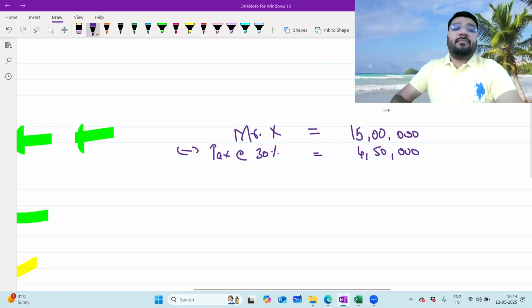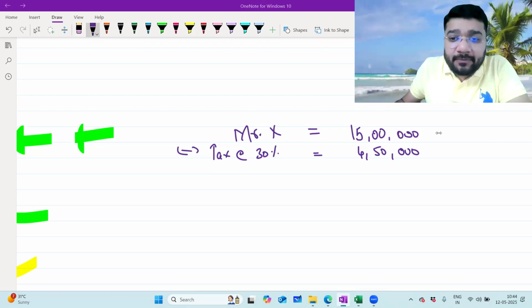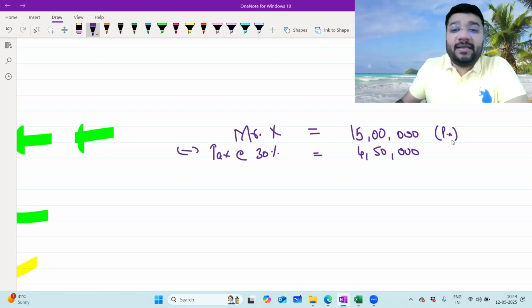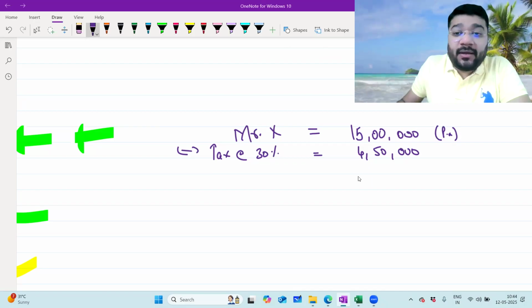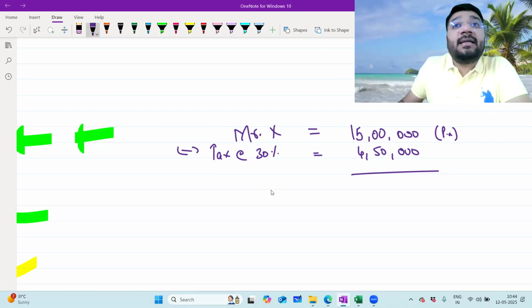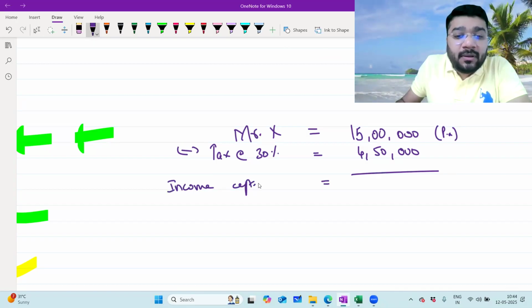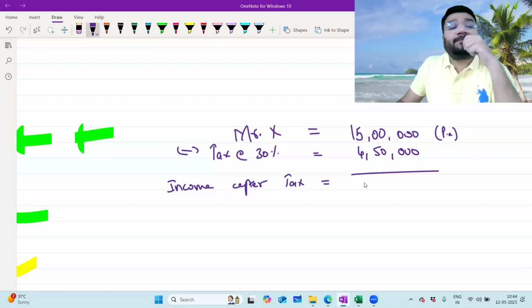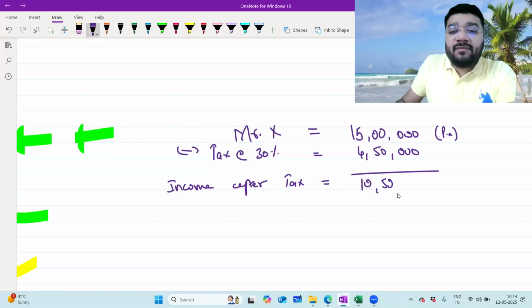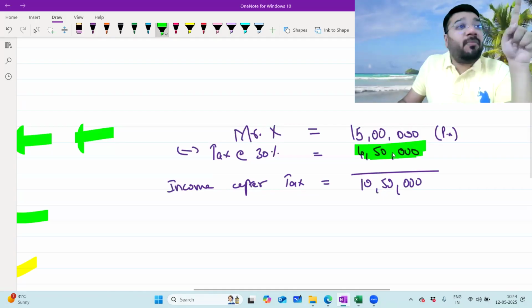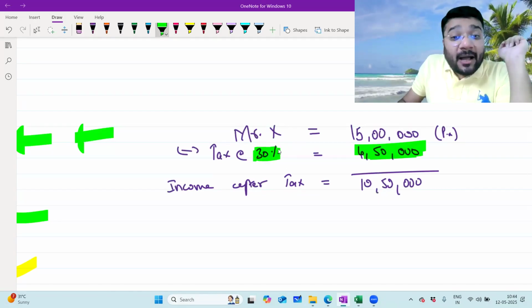We're talking about Mr. X, who is earning 15 lakh rupees per annum. He has to suffer a tax of 30% on his income of 15 lakh. So how much is his tax? 4,50,000. Correct, no? Okay. What is the remaining income that he can enjoy? That is income after tax. How much, please? 10,50,000. Wonderful.